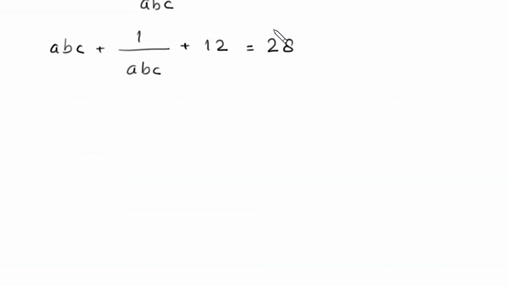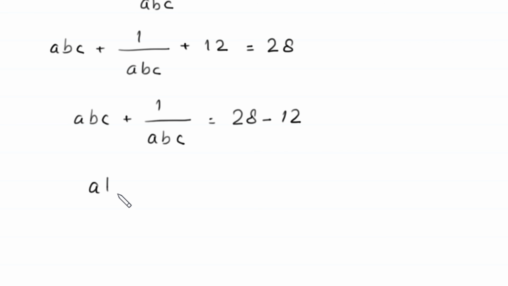Move this 12 to the right hand side. This will become a times b times c plus 1 over a times b times c equal to 28 minus 12. Next, a times b times c plus 1 over a times b times c equal to, this will become 16.